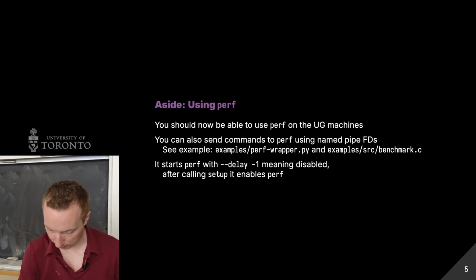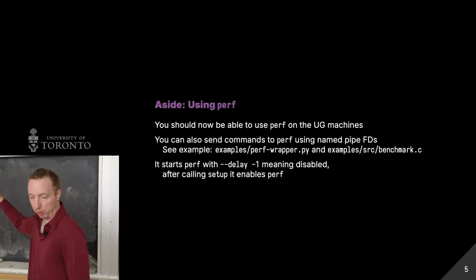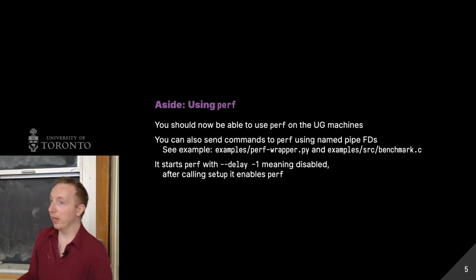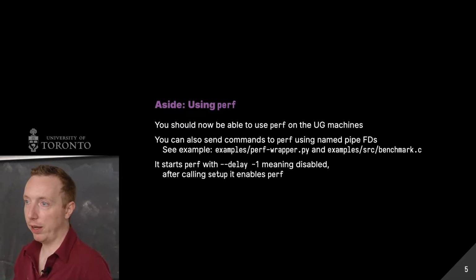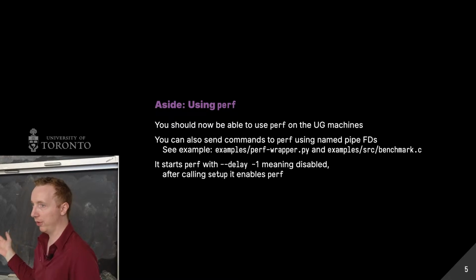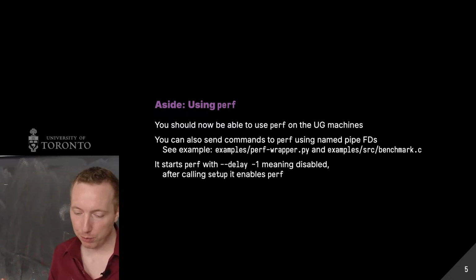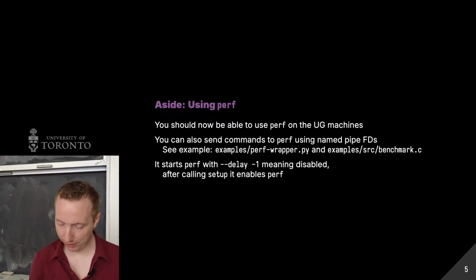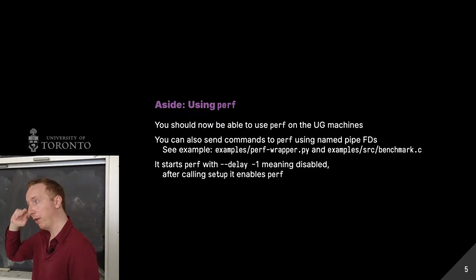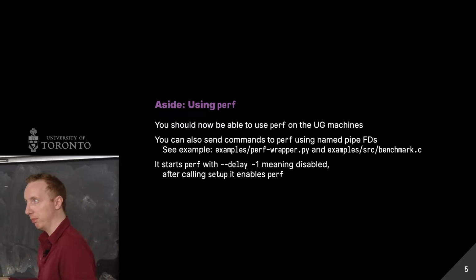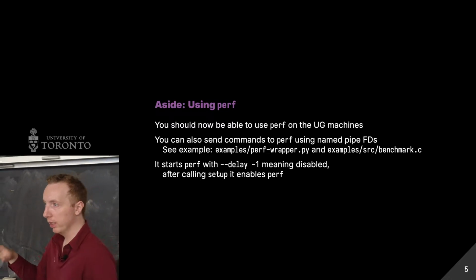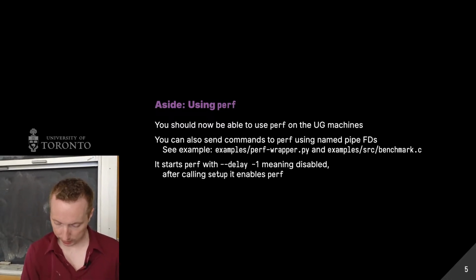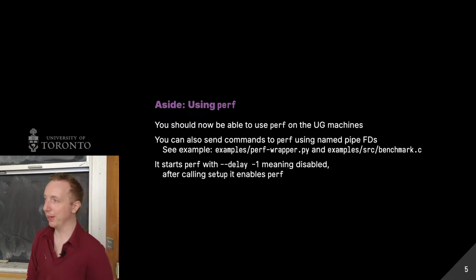So here is our first aside. I'll show you how to use Perf a bit. Like I said, we can use it on the UG machines now. If you just want to do a straight up profile, you can just use perf stat. We saw that before. If you want it to be more selective, I spent too much time looking into this, you can also send commands to perf as it is running if you want to selectively record information about a particular function, which is what I'm doing here. You can do that using named pipes.